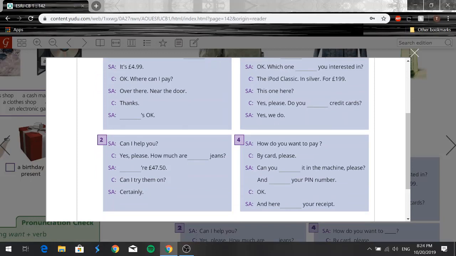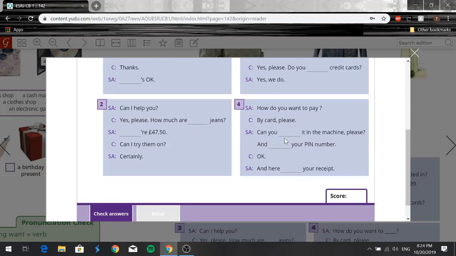Conversation 4. How do you want to pay? By card, please. Can you put it in the machine, please? And enter your PIN number. OK. And here's your receipt.